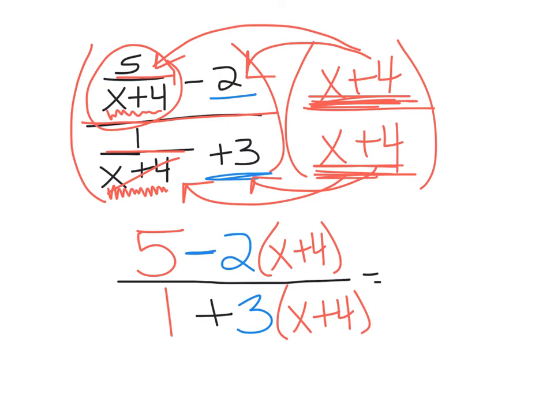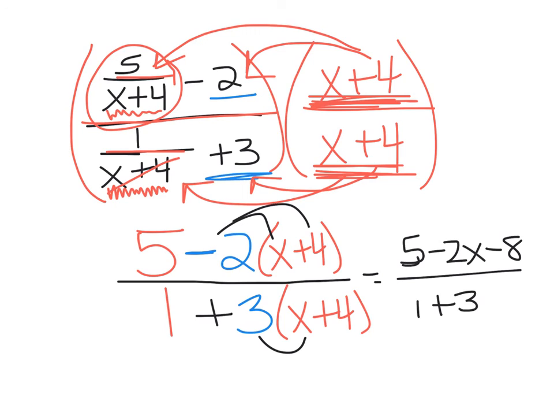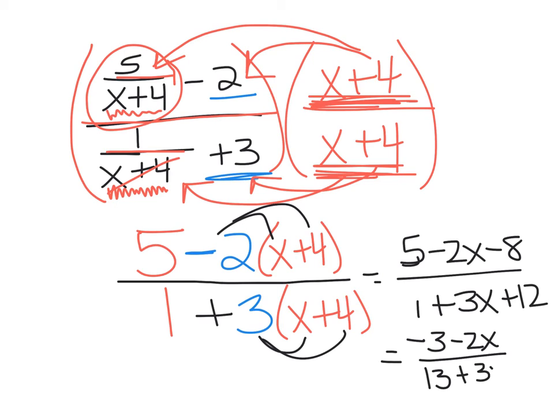So I'm going to stop writing quite so ginormous. 5, distribute your negative 2, minus 2x, distribute again, minus 8 over 1 plus 3x plus 12. So that gives me negative 3 minus 2x over 13 plus 3x. Your exact order in the numerator and denominator doesn't matter.